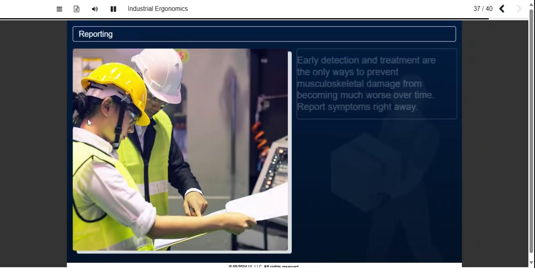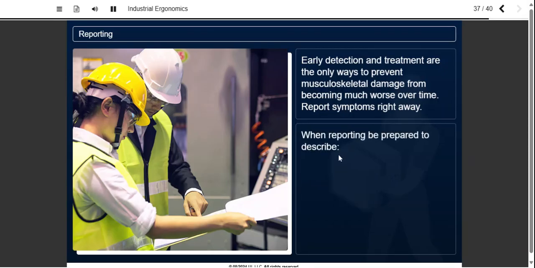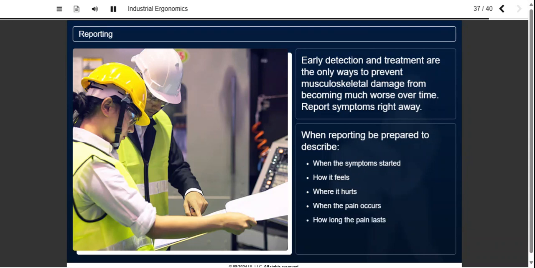Early detection and treatment are the only ways to prevent musculoskeletal damage from becoming much worse over time. Report symptoms right away. When you report an injury, be prepared to describe when the symptoms started, how it feels, where it hurts, when you feel pain, such as after you wake up, how long the pain lasts, including how it responds to any treatments or over-the-counter medications, and what motions or activities cause the pain or symptoms or worsen them.